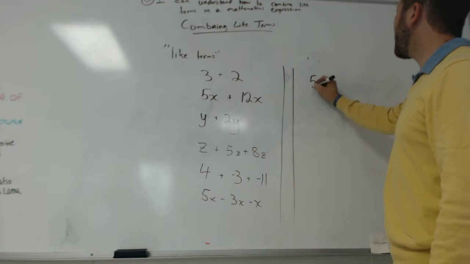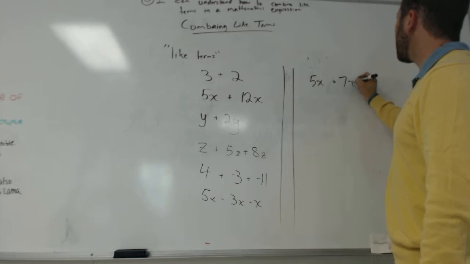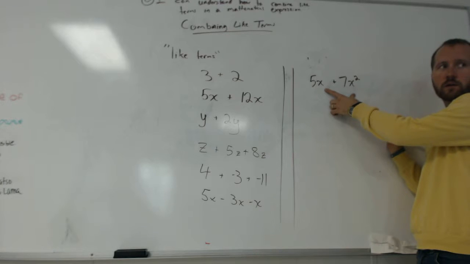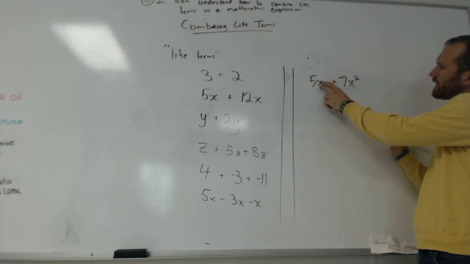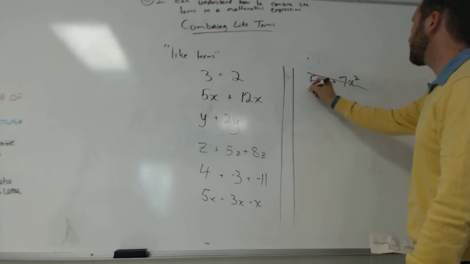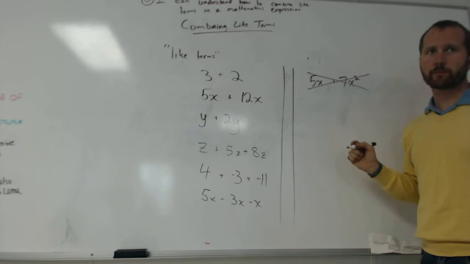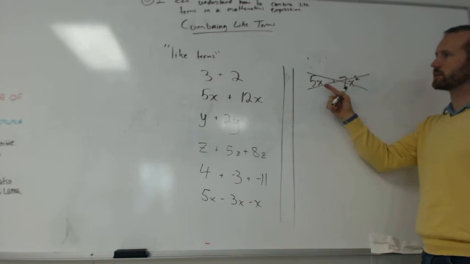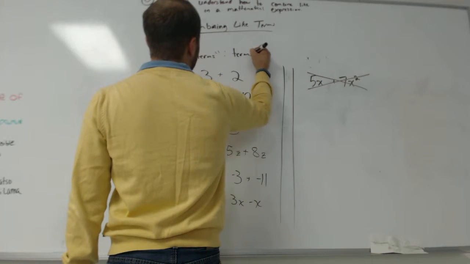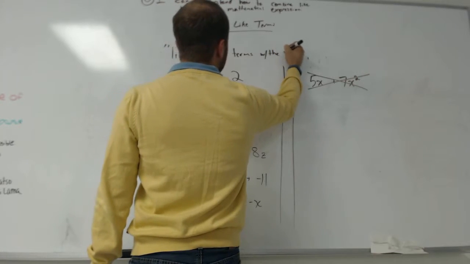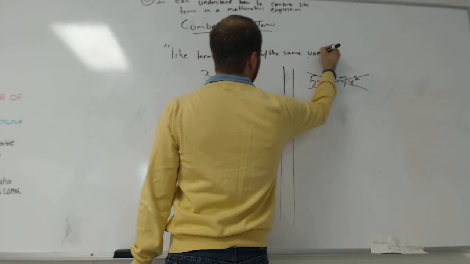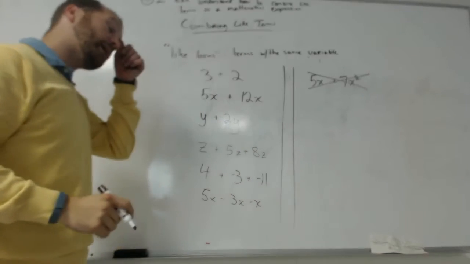If I had something like 5x and 7x squared, these are not like terms. They both have x's, but the x's have different exponents. Okay? So these are not like terms. Because this one has x squared and this one only has x. So like terms are terms with the same variable. y and 2y are like terms.